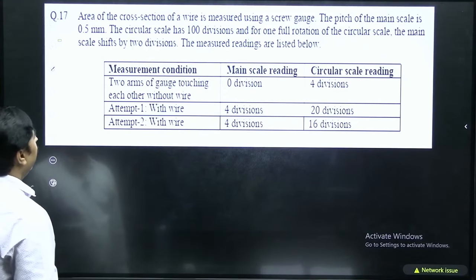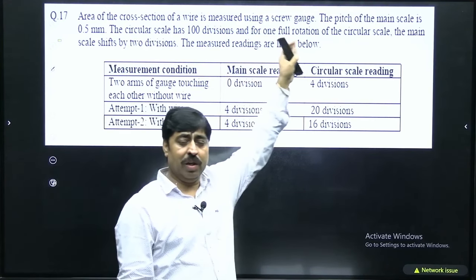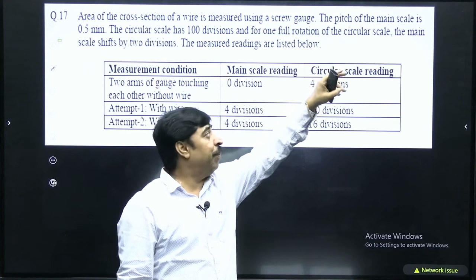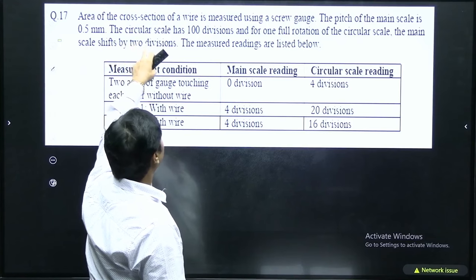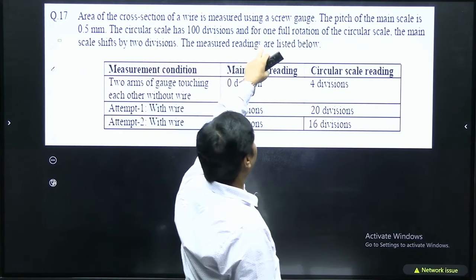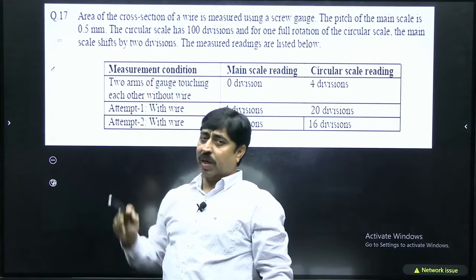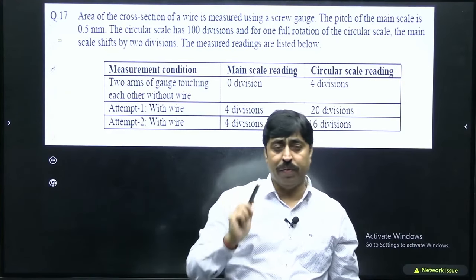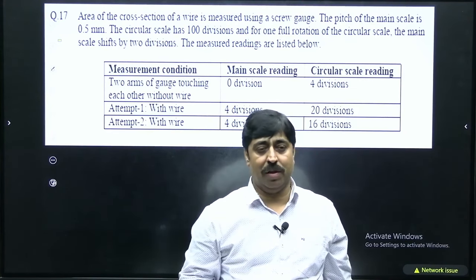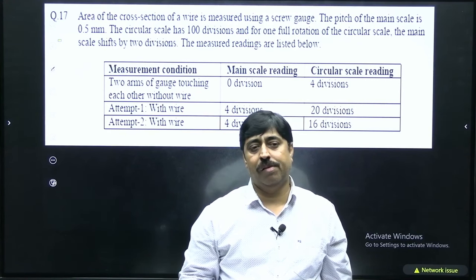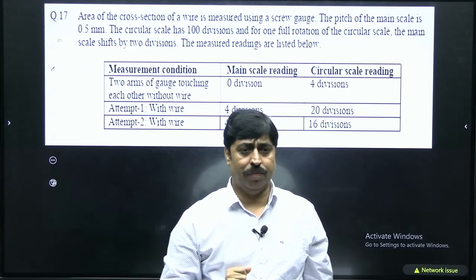The question says, area of cross section of a wire is being measured using a screw gauge. The pitch of the main scale is 0.5 millimeter. The circular scale has 100 divisions, and for one full rotation of the circular scale, the main scale shifts by 2 divisions. Now, I have a bit of objection in this question. I don't consider it to be a well-written question.